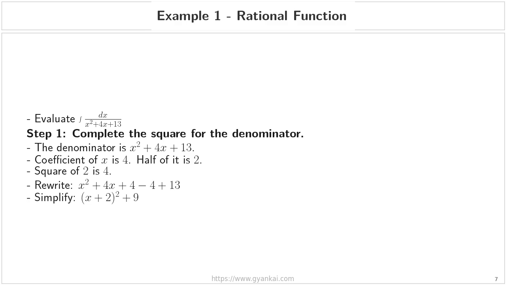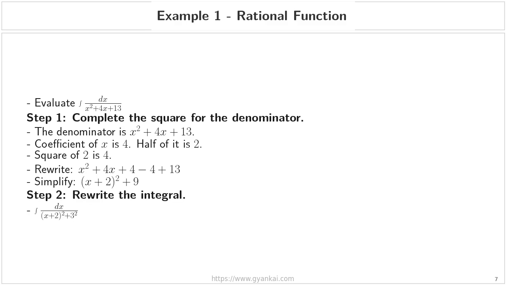Notice we haven't changed the overall value of the expression, we've just rearranged it. Now the first 3 terms, x squared plus 4x plus 4, form a perfect square trinomial. This factors nicely into x plus 2, all squared. And simplifying the constants, we have negative 4 plus 13, which equals 9. So our denominator now becomes x plus 2 squared plus 9.